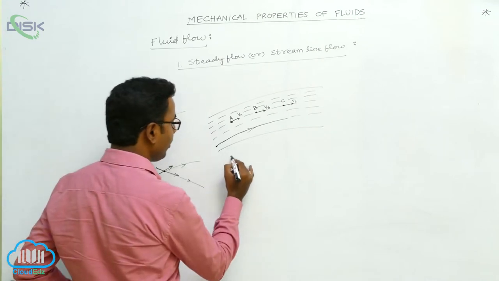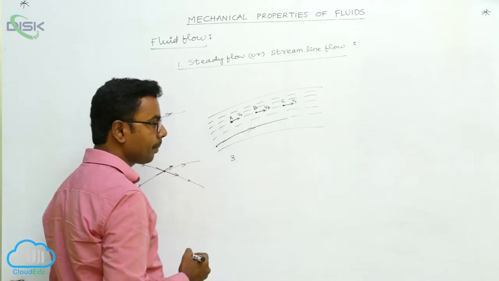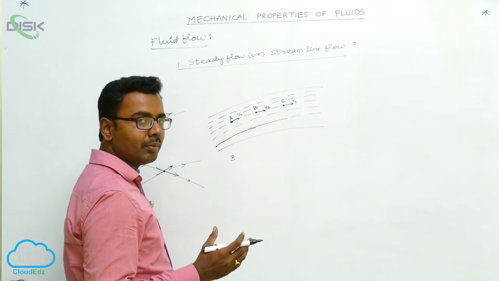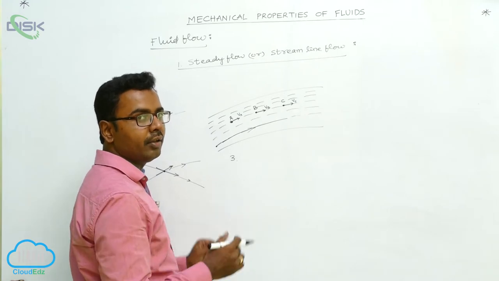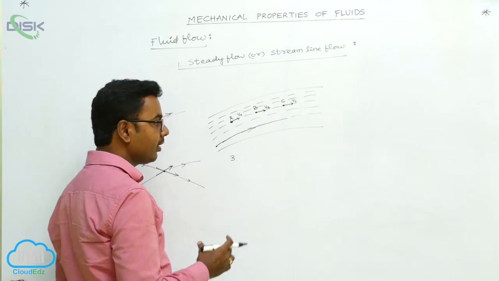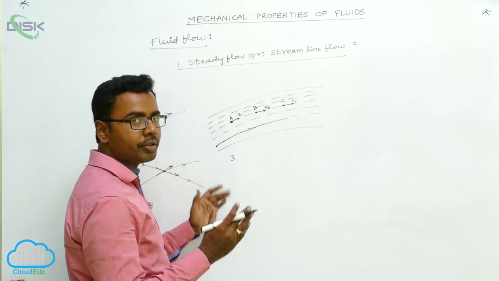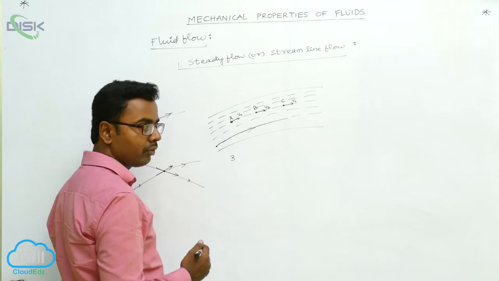And one more thing is that in the region where streamlines are close to each other, the velocity of fluid flow is more, and in the region where streamlines are far from each other, the velocity of fluid flow is less.